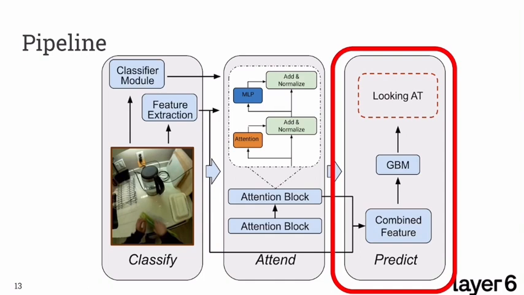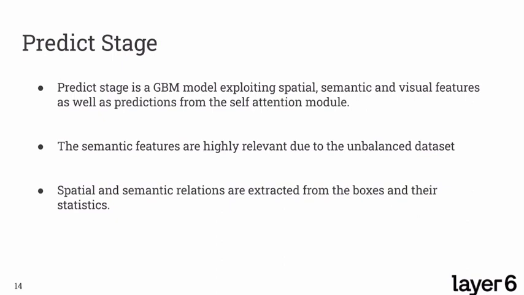Finally, we describe the details of the third stage, where it takes as input the output from the first 2 stages and combines it to pass to a gradient boosting machine to get the final predicate prediction. In the third stage, we exploit engineered spatial, semantic, and visual features, as well as the predictions from the previous 2 stages. Here, semantic features refer to features that encode the frequency of subjects and objects and the frequencies of each predicate given a specific subject-object pair.